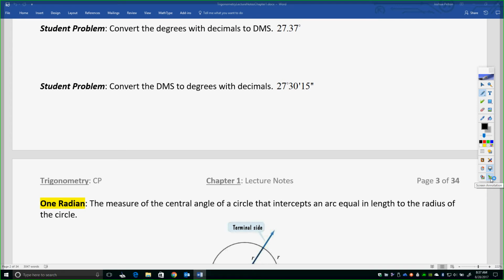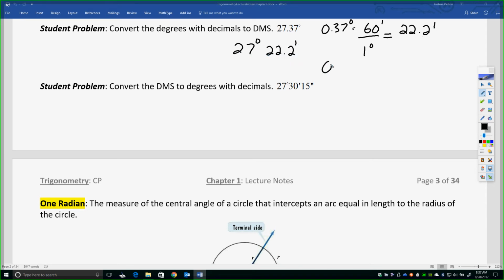Okay, let's try the student problems. So we need to go to DMS from degrees. So we have 0.37 degrees multiplied by 60 minutes in 1 degree. And that'll give me 22.2 minutes. So I have 27 degrees and 22.2 minutes.